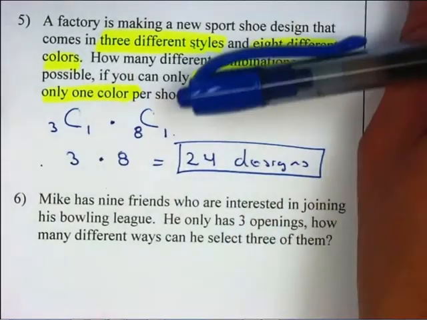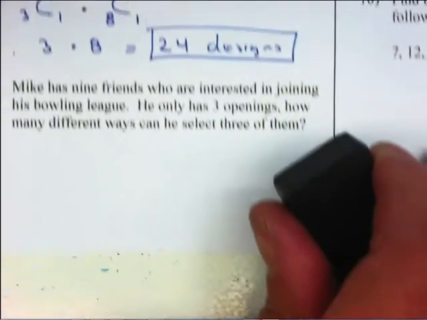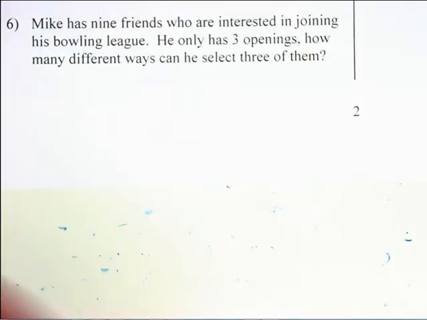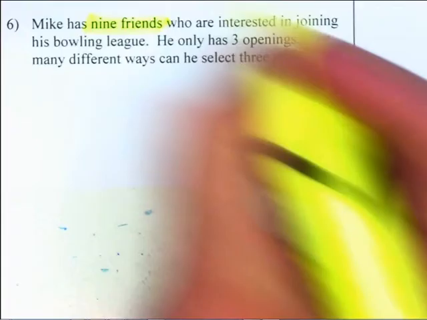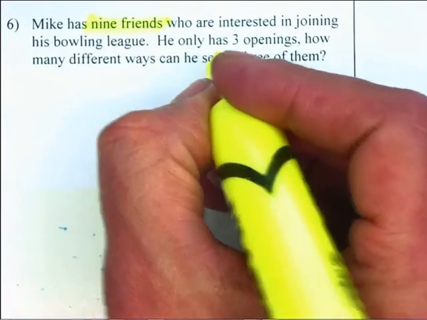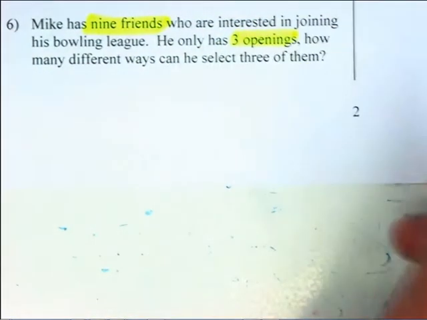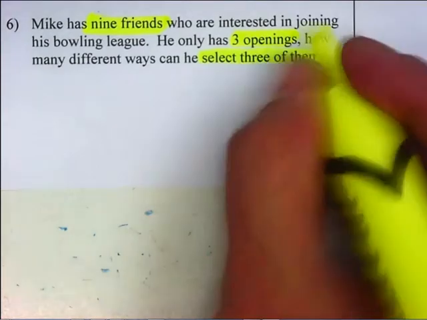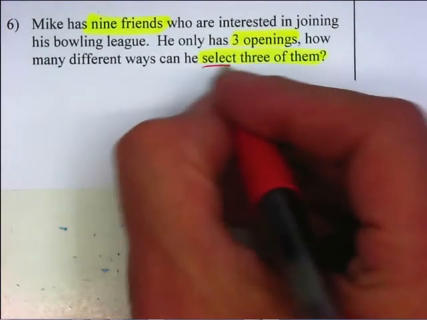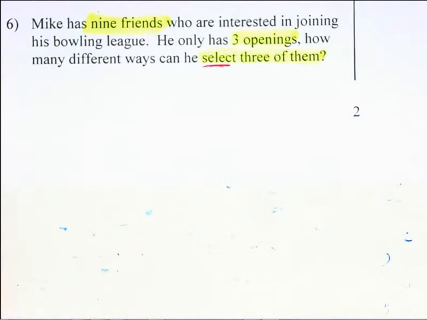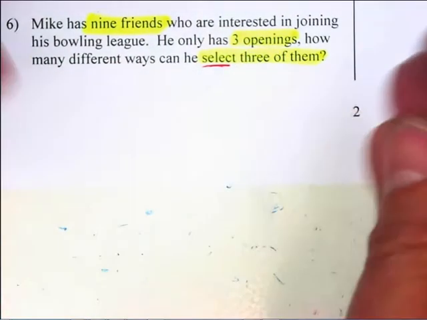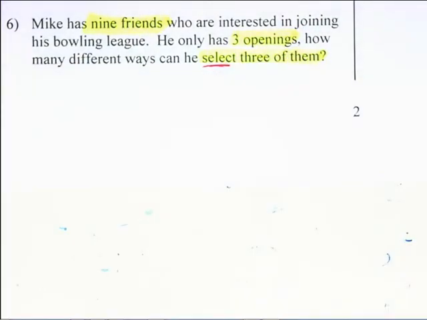Now let's continue to problem number 6. Mike has 9 friends who are interested in joining his bowling league, but he only has 3 openings. How many different ways can he select 3 of them? Remember, you are looking for keywords. In this case, select, you are choosing, and you are selecting all 3 of them at a time. You're not selecting one and then another and then another.